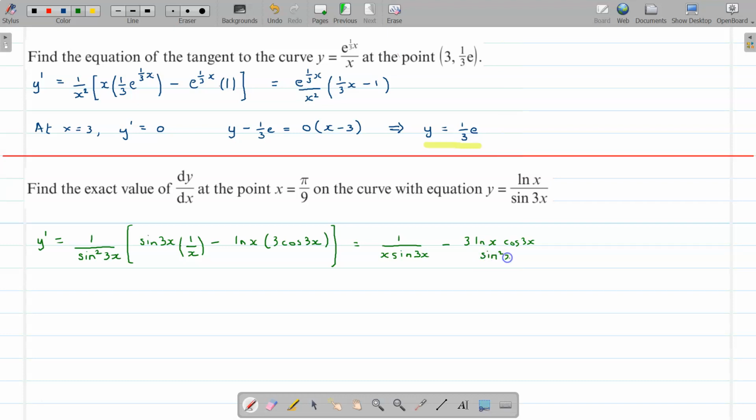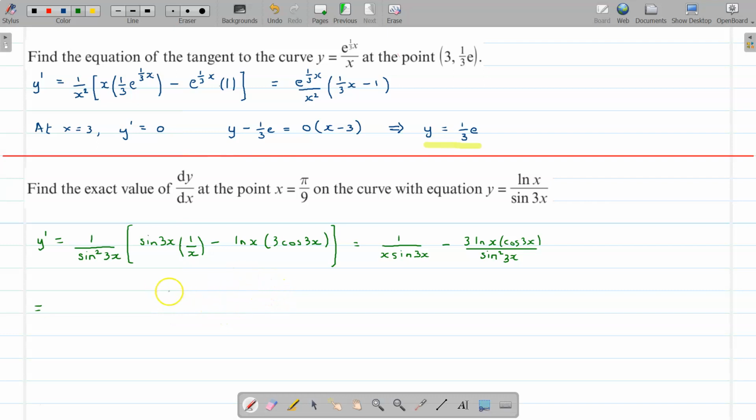I mean, there's other ways you could do that, but I'm just going to put it like that for now and see if that helps us out. And what we have to do here is find the exact value of dy by dx, the exact value. So we need to use the exact trig values and so forth, and anything with log we just leave as a log. So let's just put the values in. Now you should be able to work on this fairly readily.